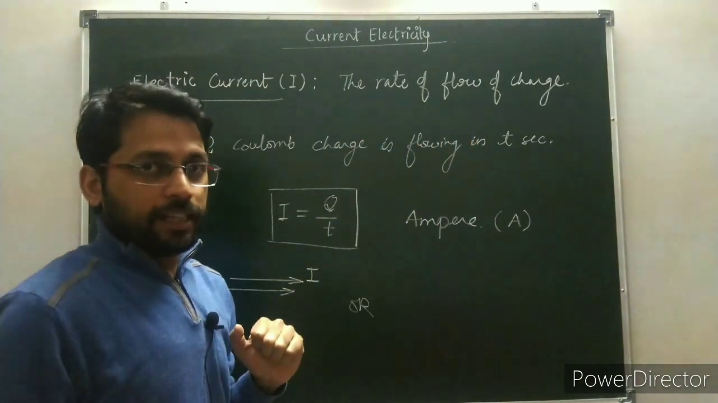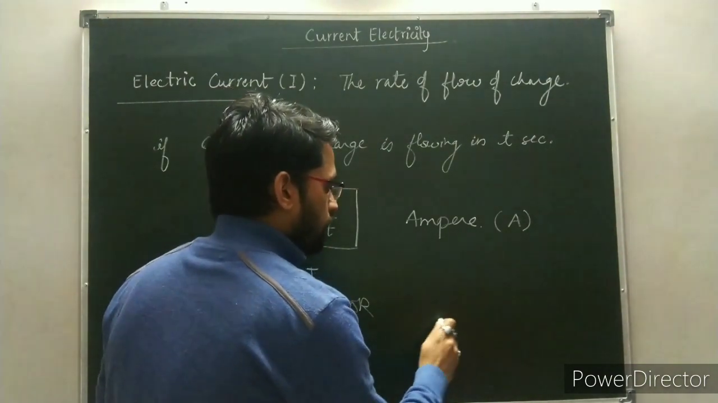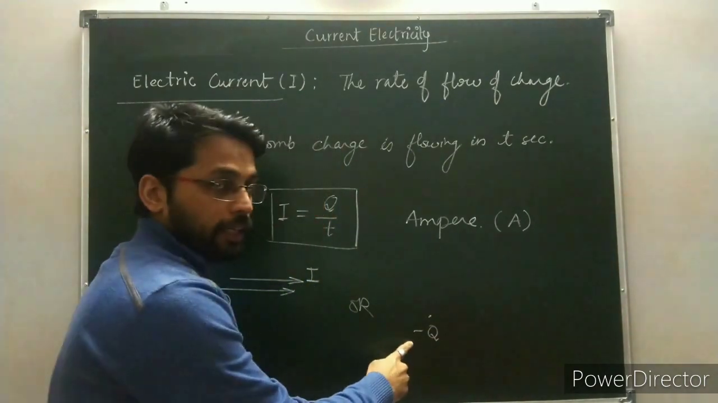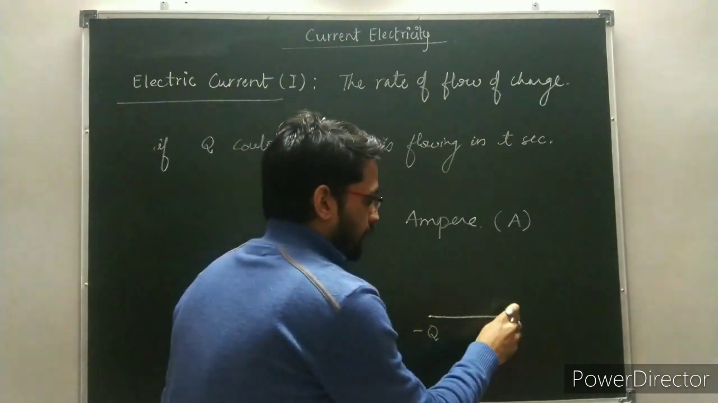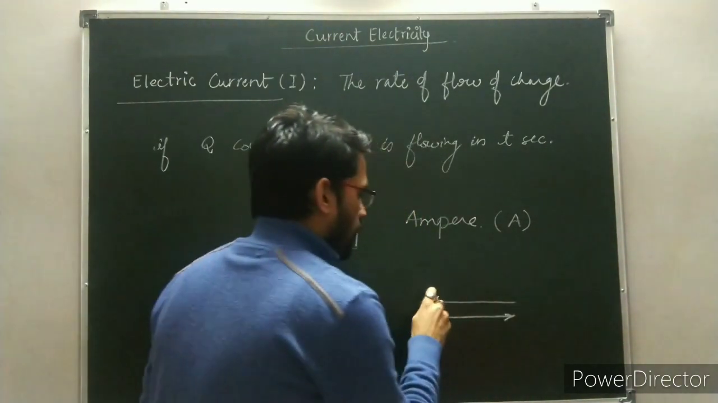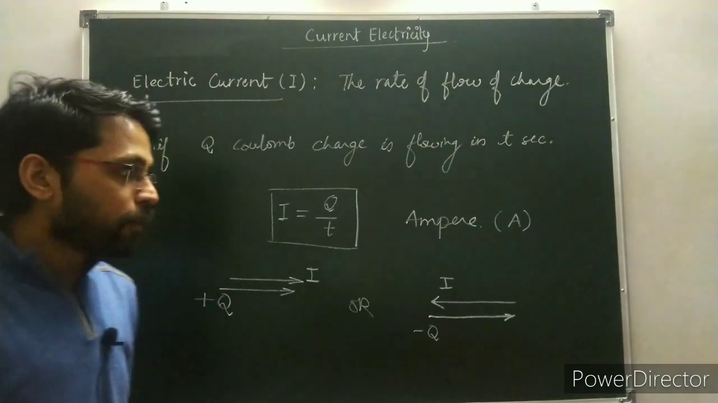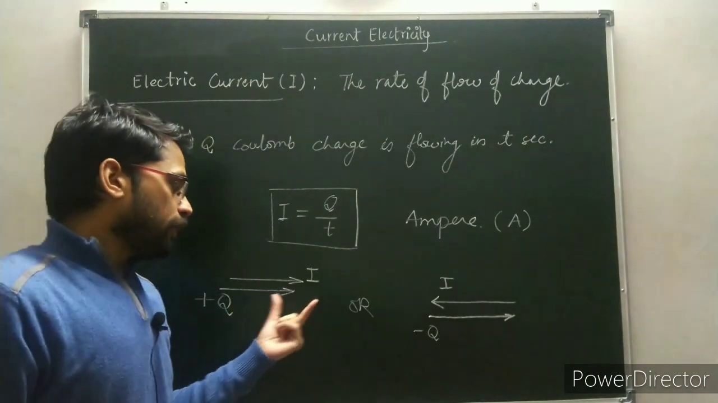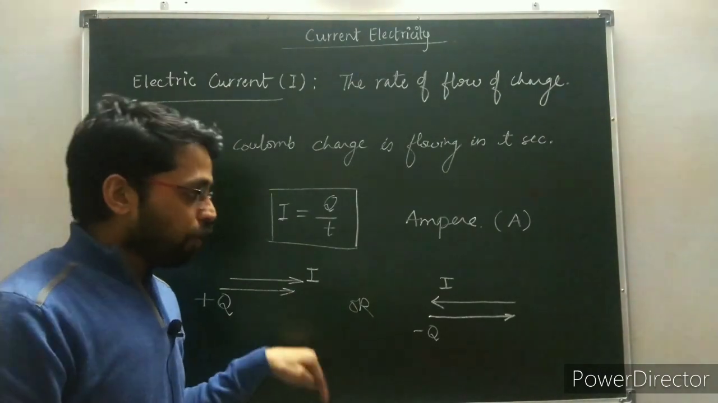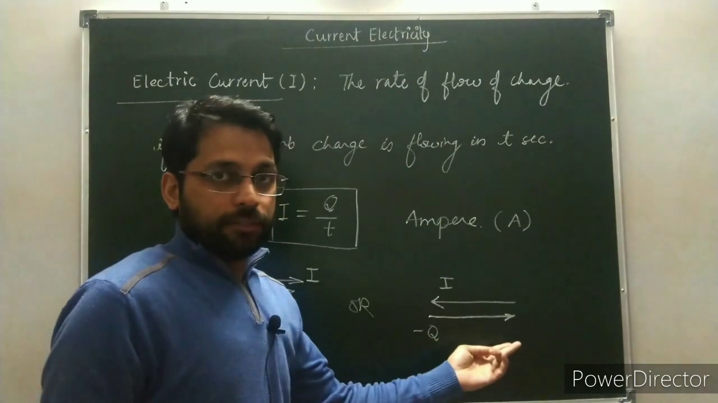Or the charge may be negative. If negative charge minus Q is flowing in this direction, then the electric current will be opposite to the flow of negative charge. So the direction of electric current is in the direction of the flow of positive charge, or opposite to the flow of negative charge.